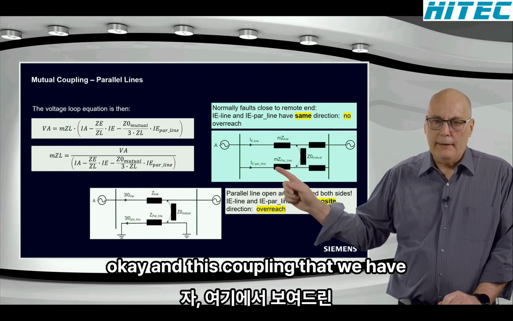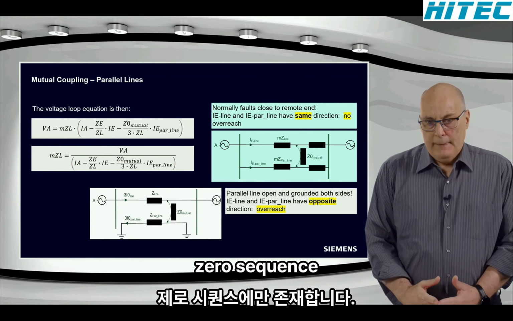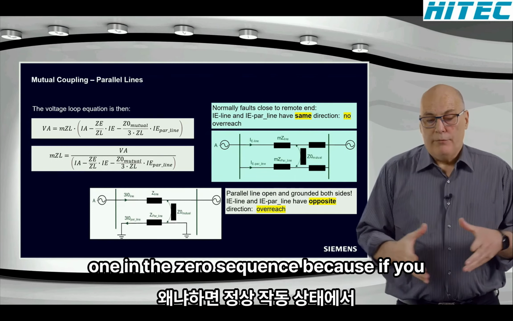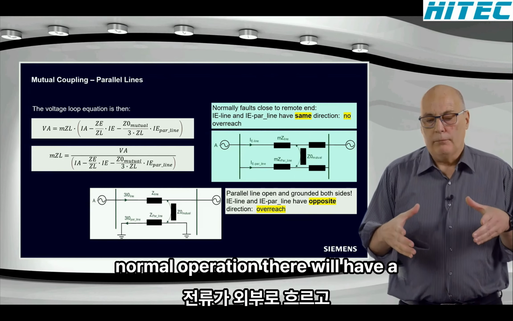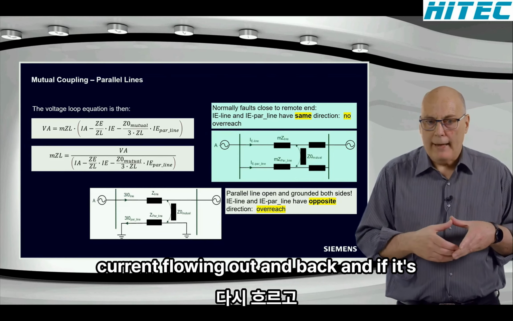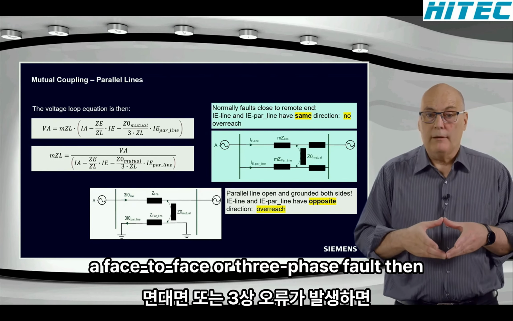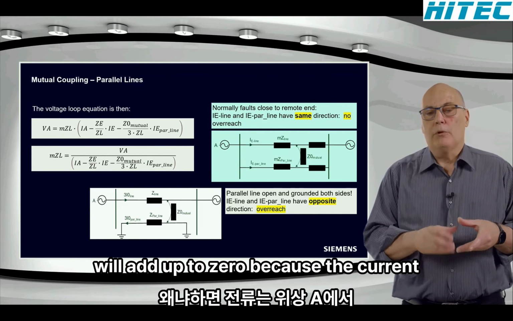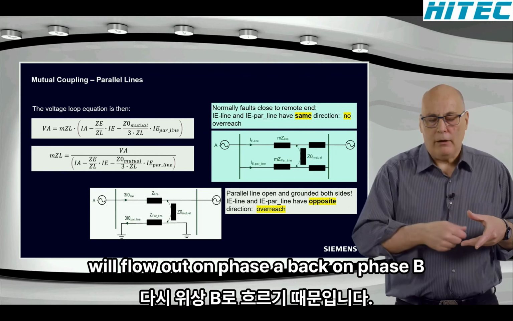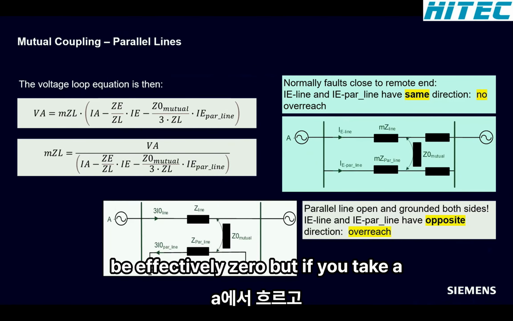Okay, and this coupling that we have shown here really only exists in the zero sequence. Why in the zero sequence? Because if you consider the three conductors under normal operation, they will have a current flowing out and back. And if it's a phase-to-phase or three-phase fault, then the sum of the currents of each line will add up to zero because the current will flow out on phase A, back on phase B, and if you encapsulate that, it'll be effectively zero.